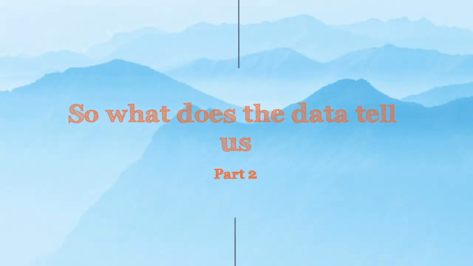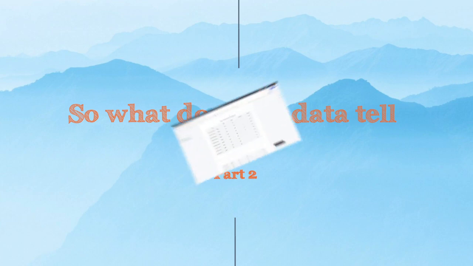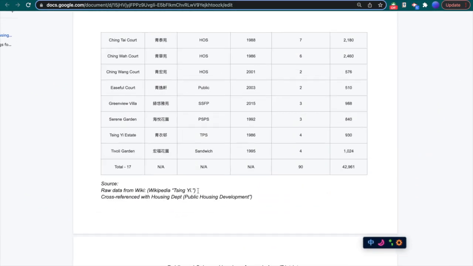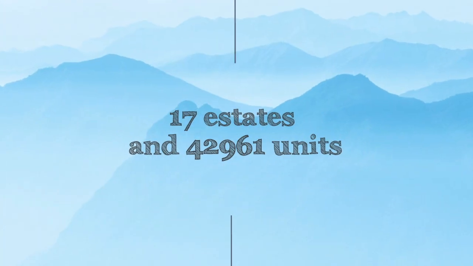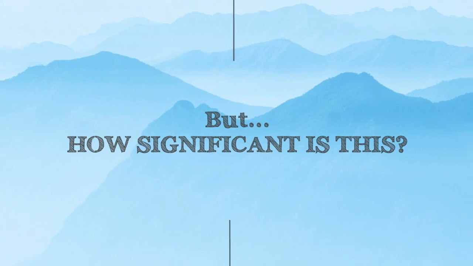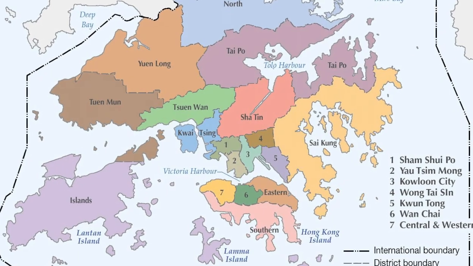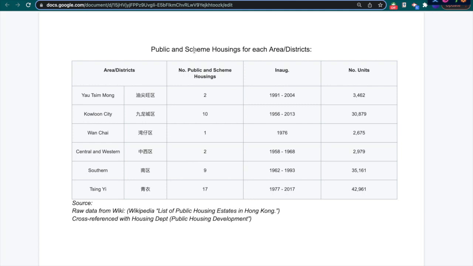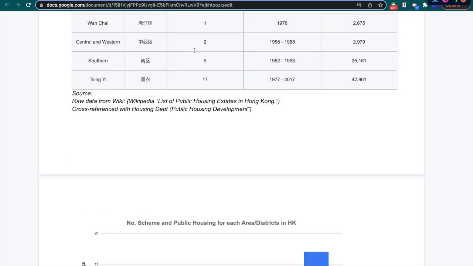So what does the data tell us? First, we will be viewing the impact of public and scheme housing. As stated through this table, we can see that in Tsing Yi there's a total of 17 estates, which consists of 42,961 units. But how significant is this number? By comparing with the other districts, including 2 districts from Kowloon, Yau Tsim Mong and Kowloon City, and 3 districts from Hong Kong Island, Wan Chai, Central and Western, and Southern, we can clearly see that the number of public and scheme housing in Tsing Yi is significantly exceeding the others.